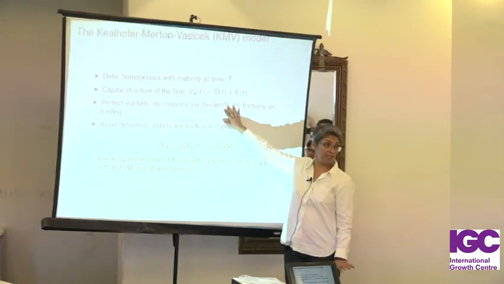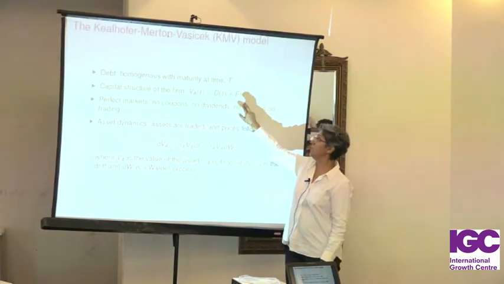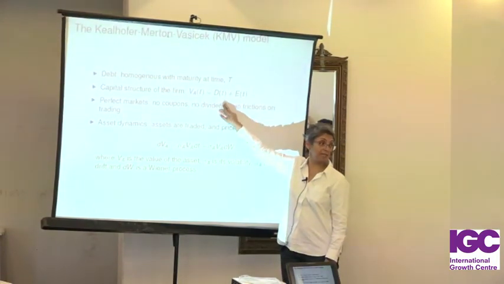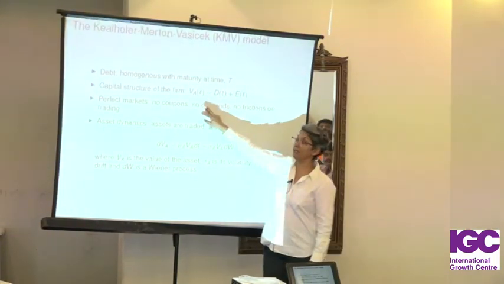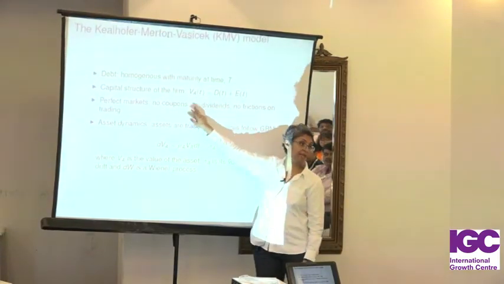But in this, what is it that we know or we can observe? D is something we can observe. E is something we can observe. What we cannot observe is V_A. That's the value of the firm.